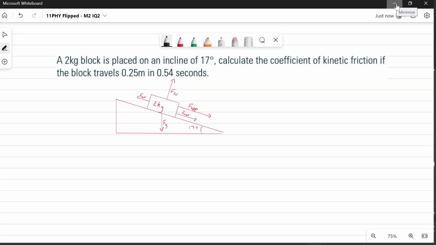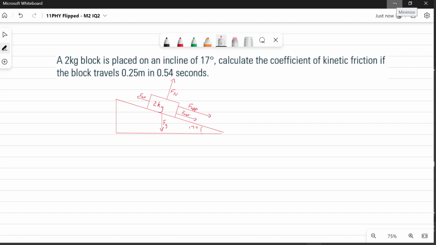So for this question, we've been told that a 2 kilo block is placed on an incline of 17 degrees and that we need to calculate the coefficient of kinetic friction if the block travels 0.25 meters in 0.54 seconds. Now to get this question started, I've already drawn up a diagram showing some of the relevant information, the mass of the block as well as the incline of the plane. And I've also drawn in all of the relevant forces that we'll need to focus on when coming up with a solution for this question.